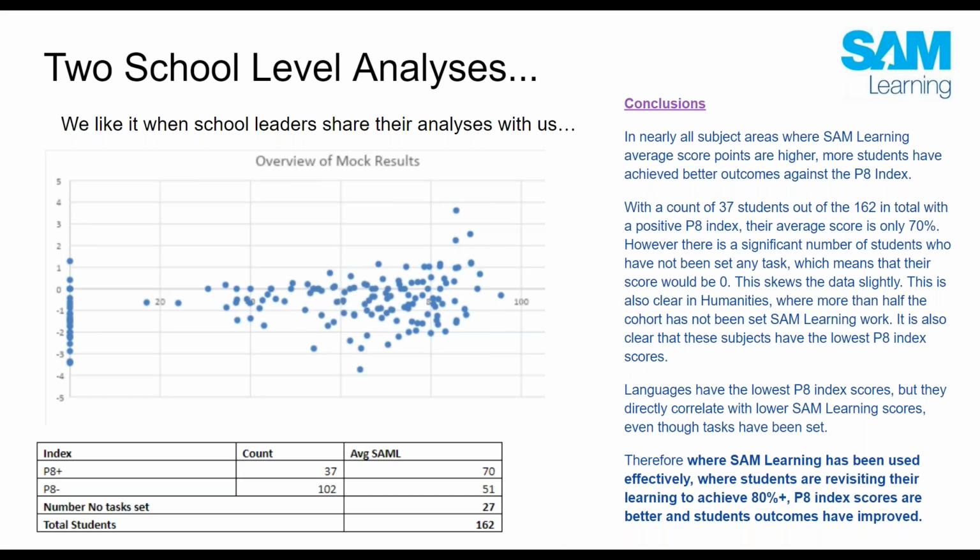They found this consistently across. And as I've highlighted on the right-hand side, where SAM learning has been used effectively, where students are revisiting their learning to achieve 80% or better in their activities, their index scores are better and student outcomes have improved. So it's nice to see that. And as I say, this did happen fairly consistently across their curriculum, except for the subject areas that weren't using it, where they found obviously very little effect.